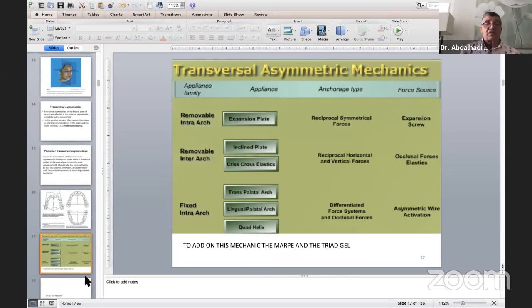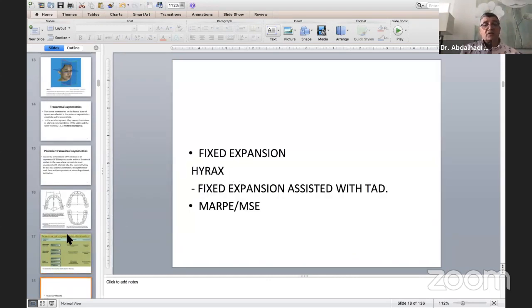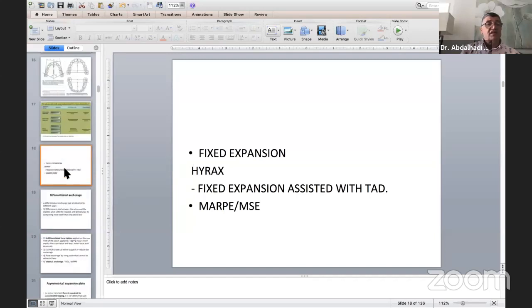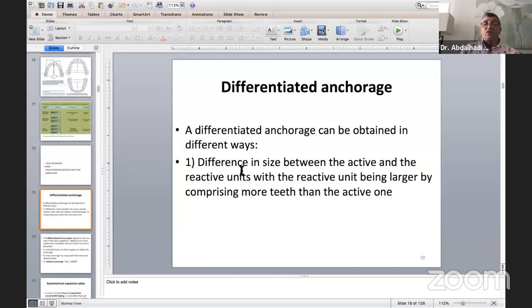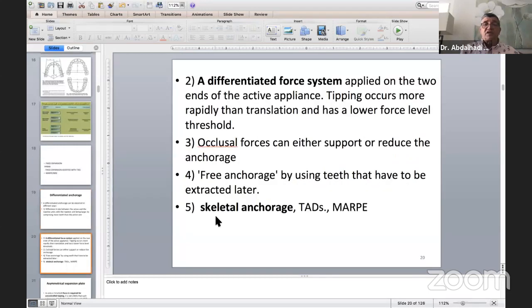So what is the Marpe and triad gel? We have expansion with hyrax and we have expansion with the Marpe, maxillary skeletal expansion. The differential anchorage, so I need different force. Because it is asymmetric, I need a little bit more force on one side than the other side. There is always a variation, and there is always a difference in the size between the active and the reactive unit, which is allowed to have some pressure. So differential force system is a force system applied. So we have to know what is the desired and undesired effect of the differential force.